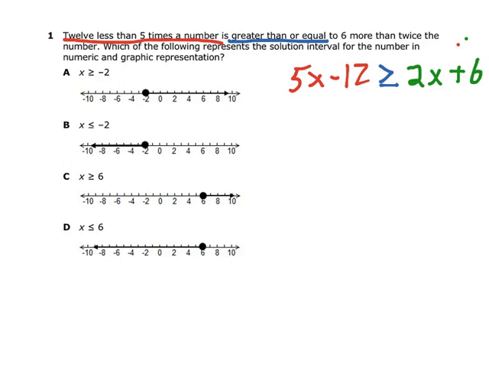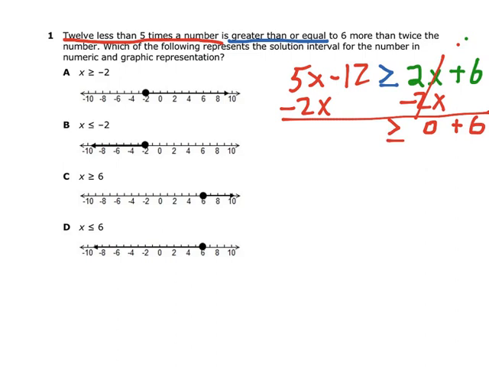And all we have to do is get the variables on one side. We'll move the variables to the left and get the numbers on the right side. So the best way to do that is subtract 2x from both sides. 2x minus 2x cancels, that's 0. And then you have this 6 over here. And carry this down, greater than or equal to. Nothing happens to the negative 12, so it's minus 12 still. And then 5x minus 2x is 3x.